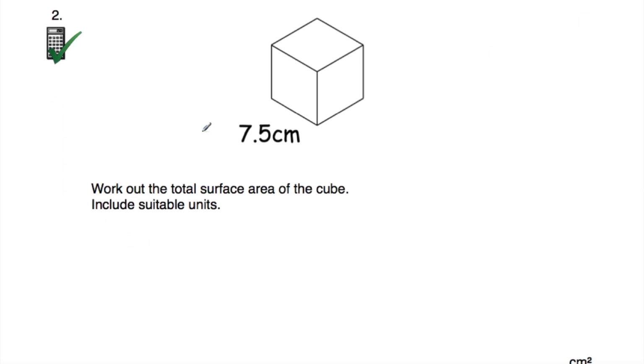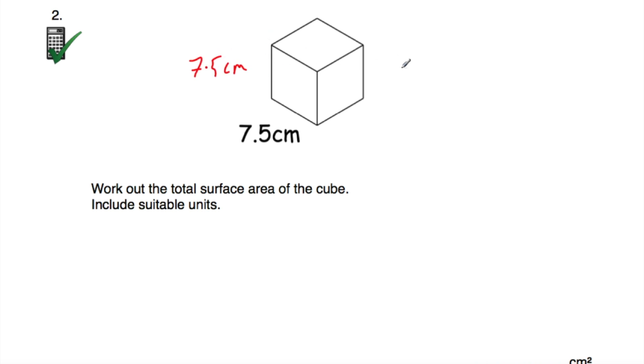Okay, let's look at our next question, question number 2. This time it's a calculator question, and we've been asked to work out the total surface area of this cube. So again, it's a cube, so all 6 faces are identical: the front, the back, the right-hand side, the left-hand side, the top and the bottom. So if we find the area of one of the faces, we can then just times that by 6. Now, as you can see here, the side length of the cube is 7.5 centimeters. That means that the height of it will be 7.5 centimeters as well.